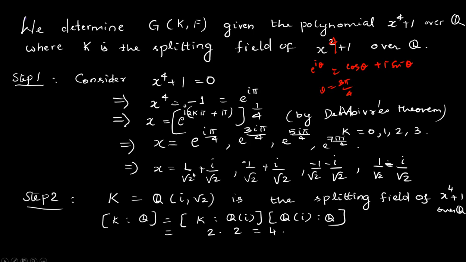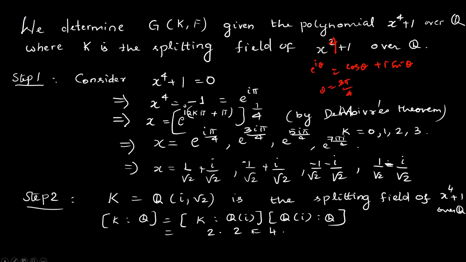So when you consider, 1 is a member of Q, no problem, minus 1 is also a member. What are not present in Q are root 2 and i. So naturally your K, which is Q of i comma root 2, will be the splitting field for this x power 4 plus 1 over Q. Now the degree of K over Q can be written as the degree of K over Q of i times the degree of Q of i over Q. The degree of this is 2, which is known.